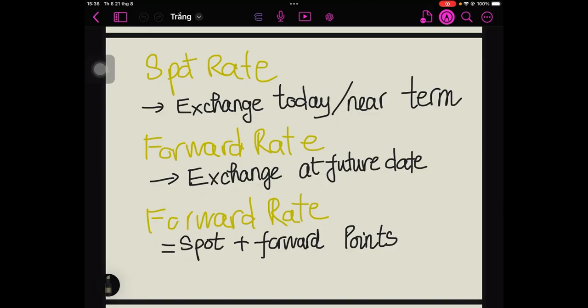So if I'm a company and I know I will need euros six months from now, I don't necessarily want to wait six months and discover what the exchange rate will be. I can enter into a forward contract today. That contract locks in an exchange rate for the future transaction, and the forward rate is usually quoted in terms of forward points added to or subtracted from the spot rate.